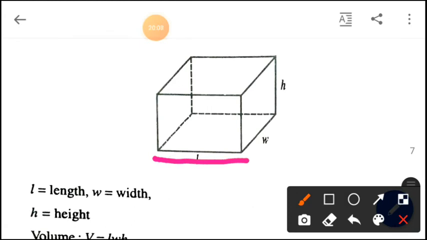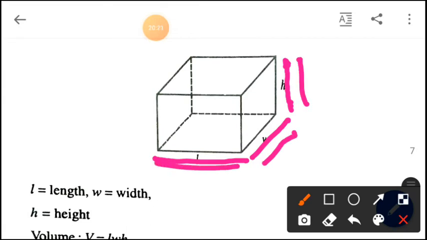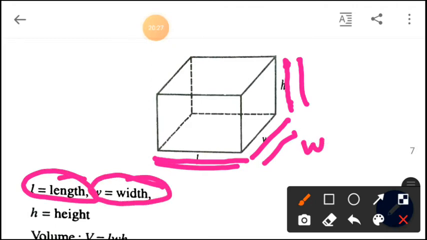This is length, this is width. These are common for rectangle. Here another parameter is height. Length, breadth, height. L is equal to length, W is equal to width, and H is equal to height.